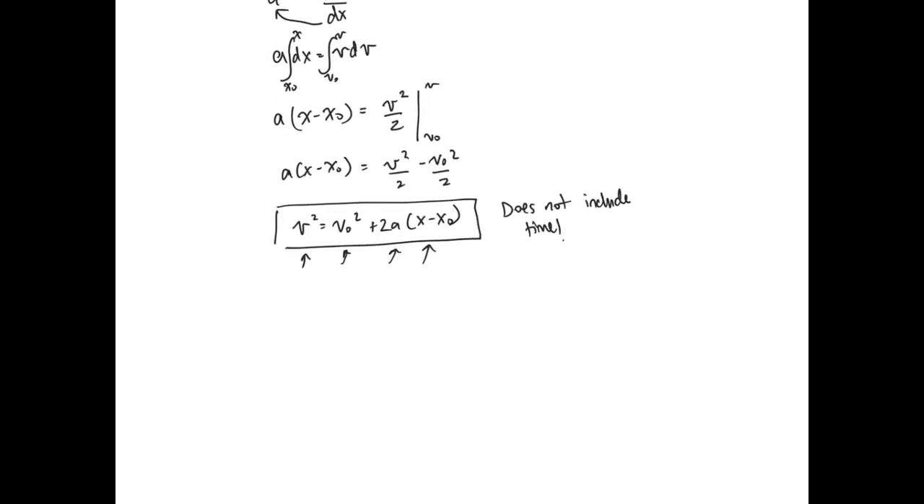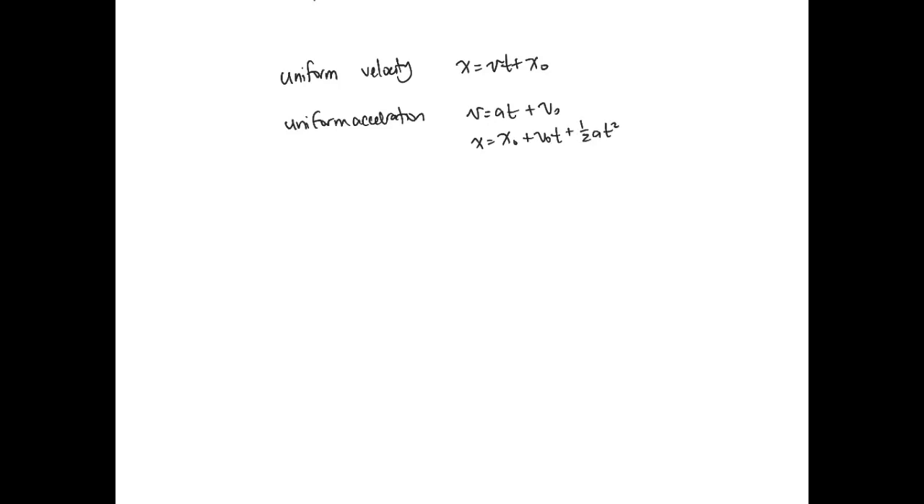In this video, we derived four equations. If we have uniform velocity, we're looking at x is equal to vt plus x naught. And for uniform acceleration, we have v is equal to at plus v naught. We have x is equal to x naught plus v naught t plus 1/2 at squared. And we've got v squared is equal to v naught squared plus 2a times x minus x naught.